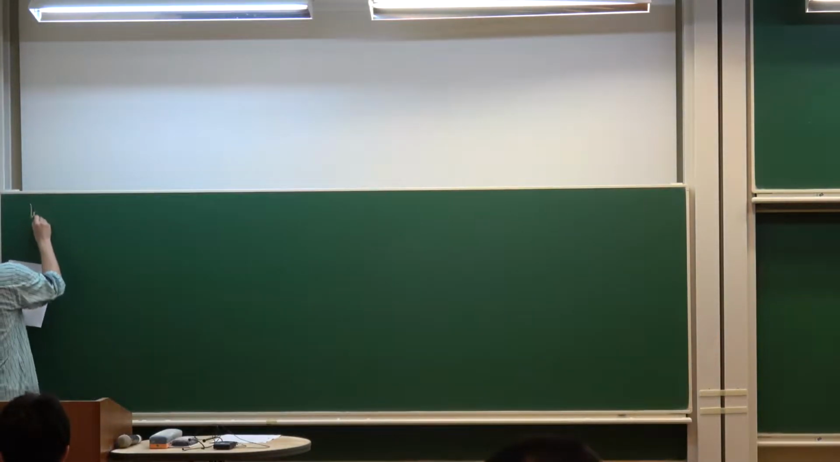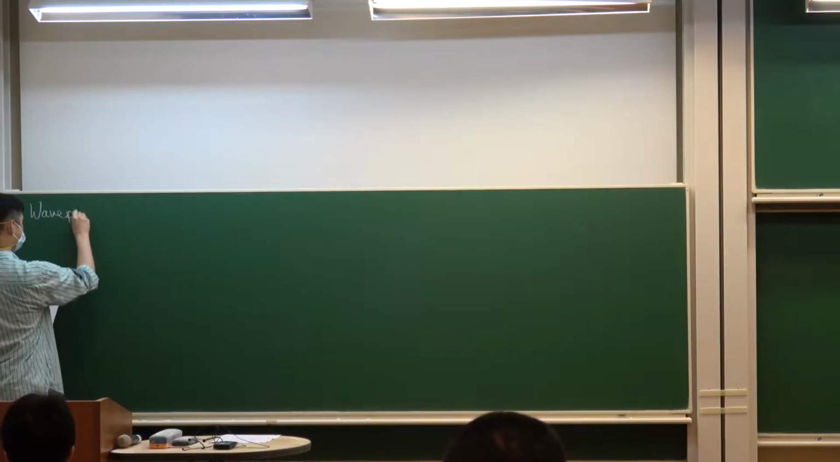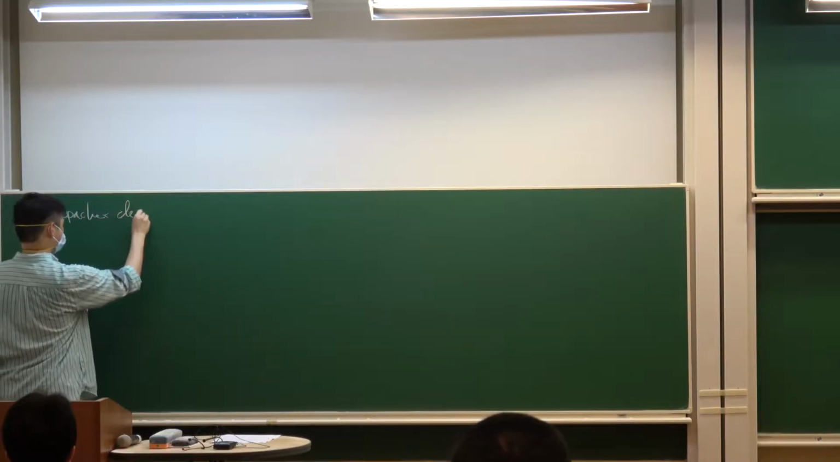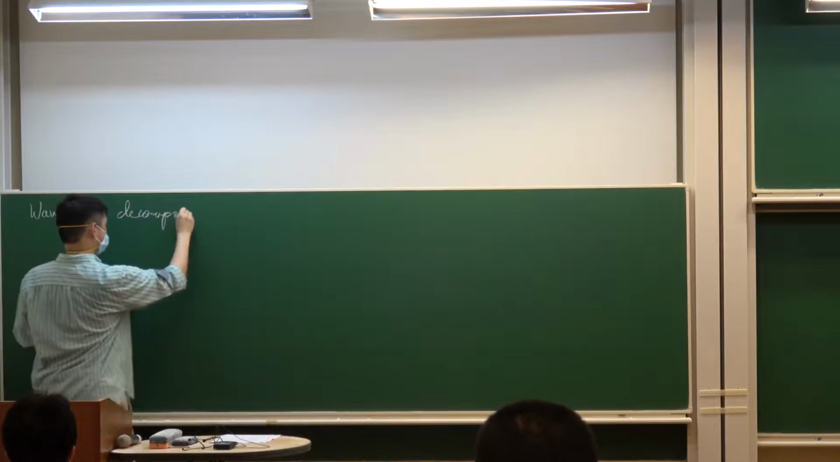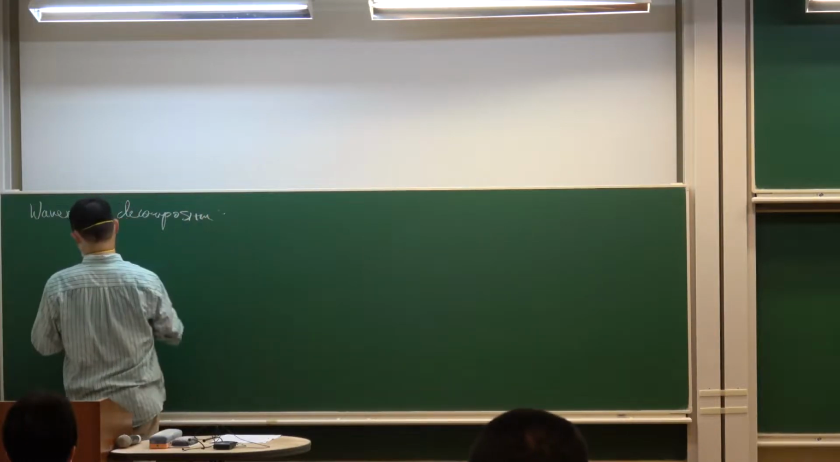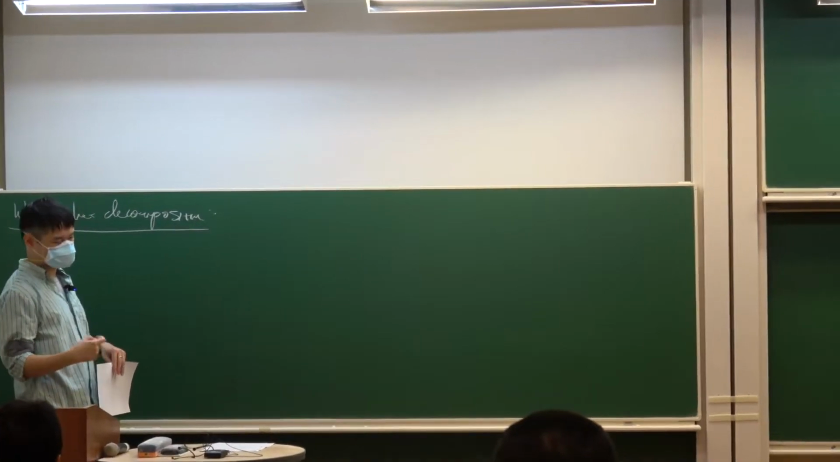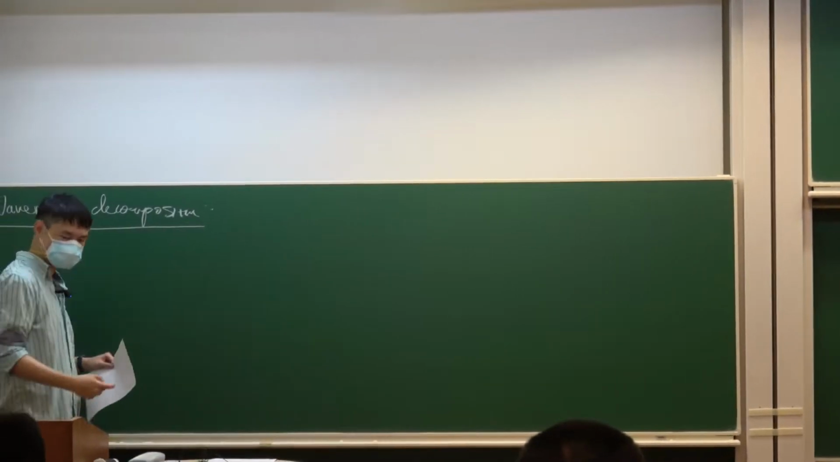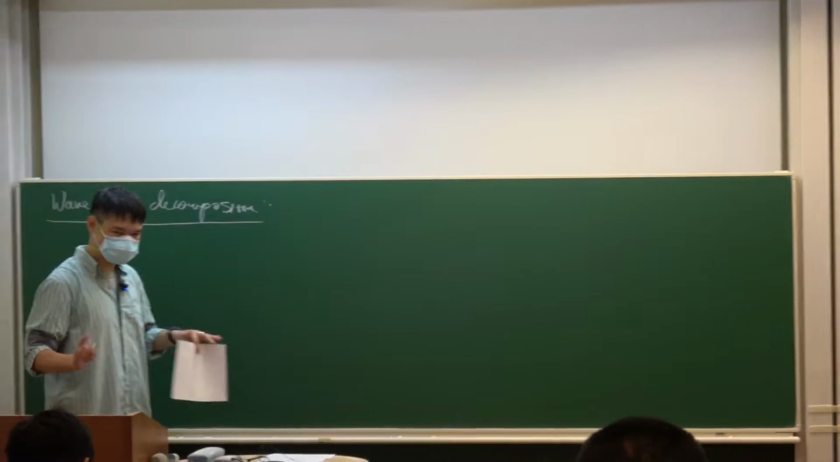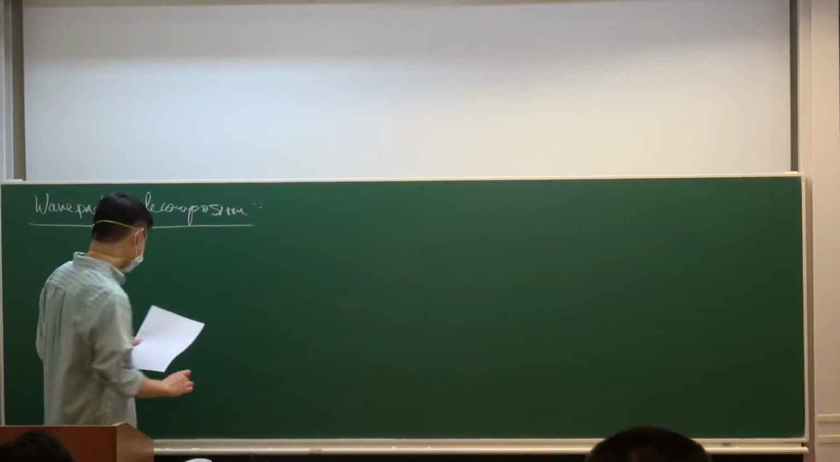So we have wave packet decomposition. Some people call it the uncertainty principle, some people also call it the local constancy property. It goes by a bunch of names. They're all slightly different, but I'll call them all the same thing.